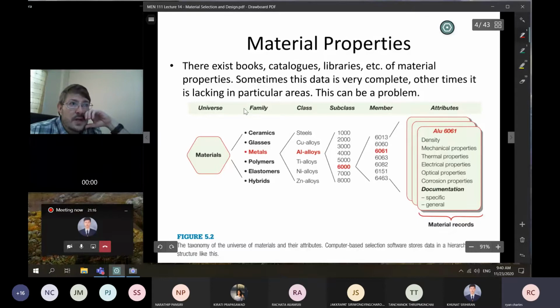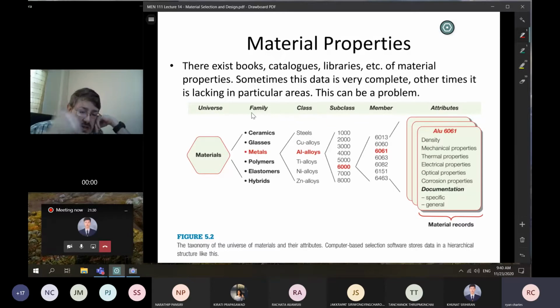This is how Ashby classifies things in his book, right? He's got the materials universe. He's got the families of materials. So I said, we have ceramics, and polymers, and metals. All right, and those are your three main families.